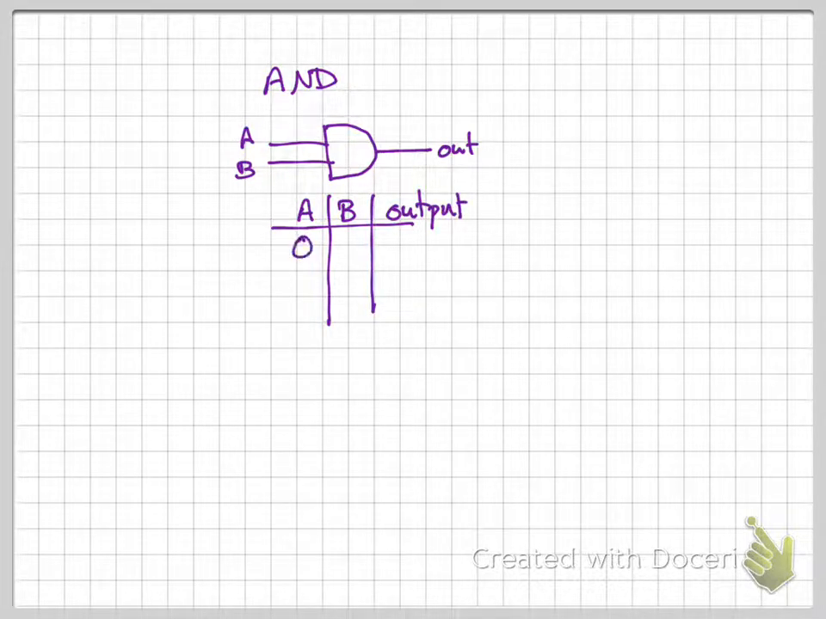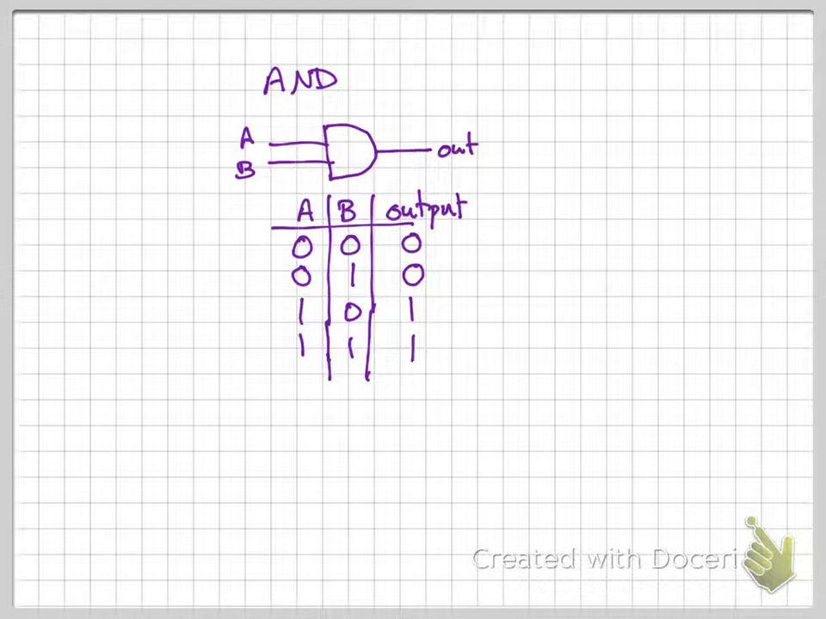If A and B are both low, the output is low. If A and B are not the same, then the output is low. But if A and B are both high, then the output is high. So basically, what it means is the output is only going to be high if A and B are both high.